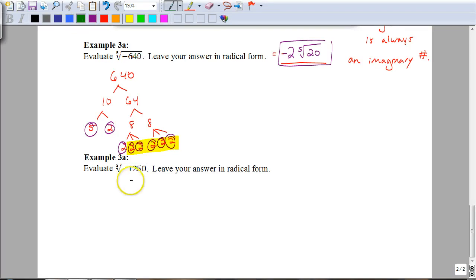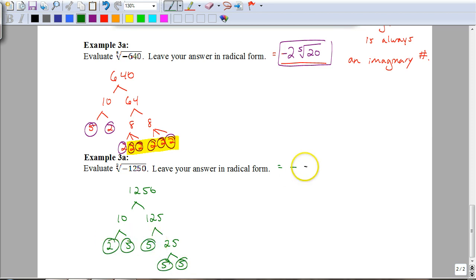Okay, so let's see how you did. So again, it's going to be a negative answer. And when I take 1,250 into a factor tree, I get 10 and 125. 10 is 2 times 5. 125 is 5 times 25, which is 5 times 5. So for every 3 of the same number, I get to take 1 out. So I have 3 5's there, so I'm going to take out a 5. I'm left with 2 times 5 under the radical.